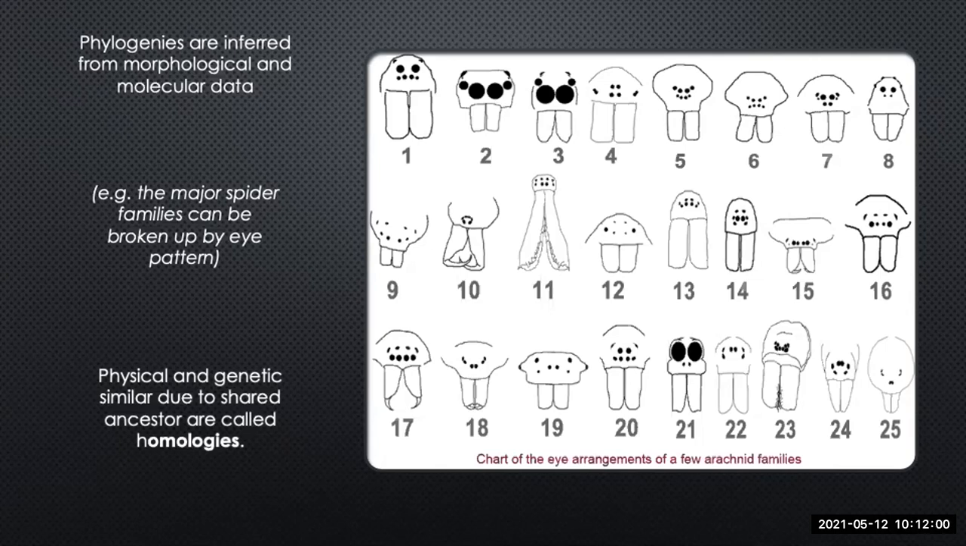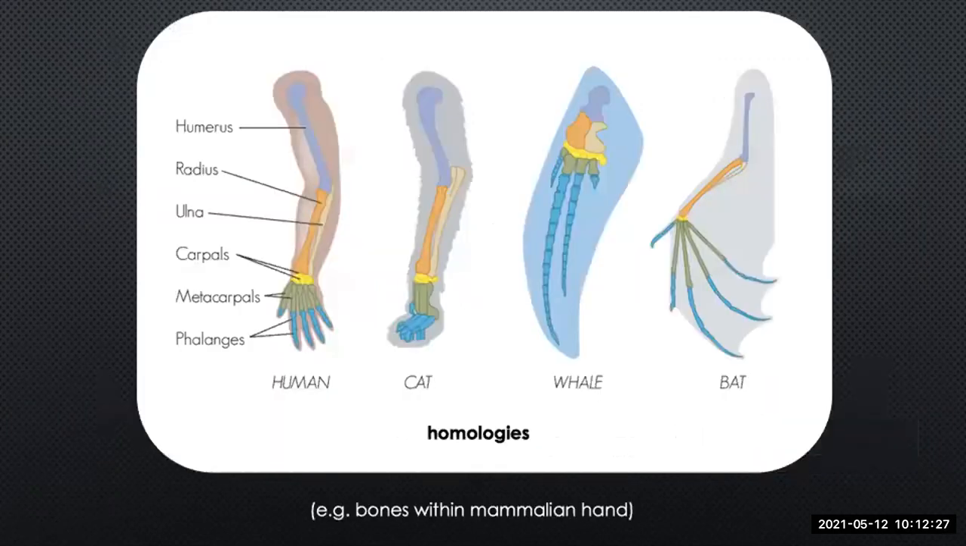And so one thing we have to deal with, though, is this idea of homologies. And so these are physical and genetic similarities that are shared due to an ancestor, right? And so all spiders share a trait that is they all produce silk. And so they have a homology of silk production that exists in all spider species.